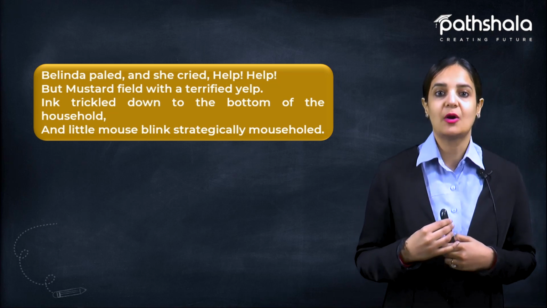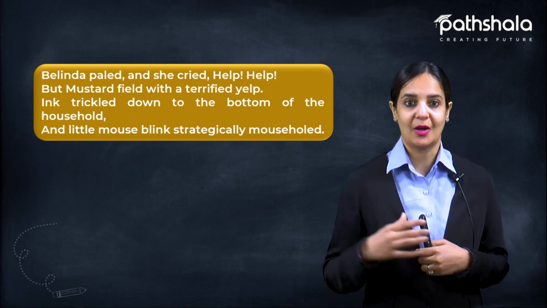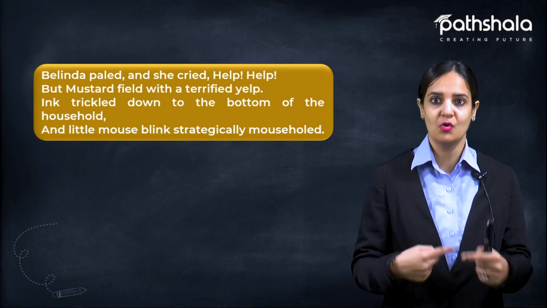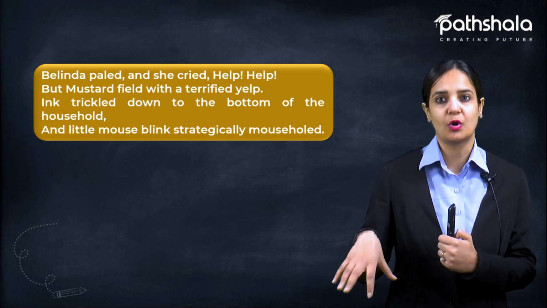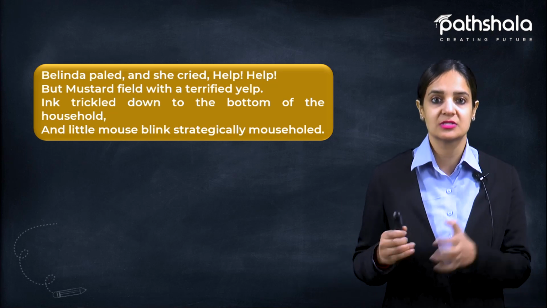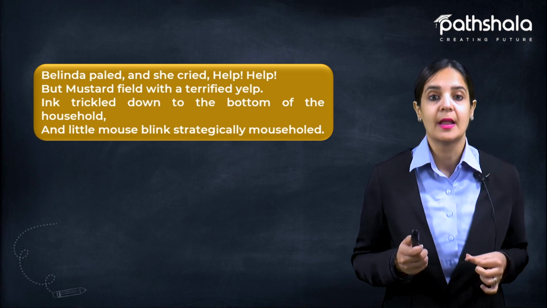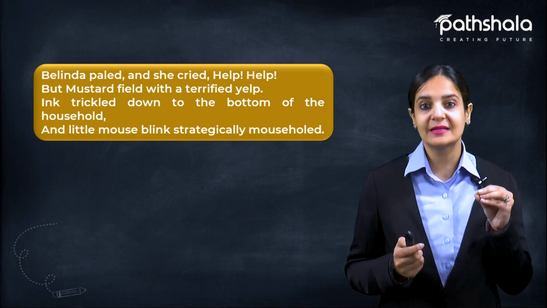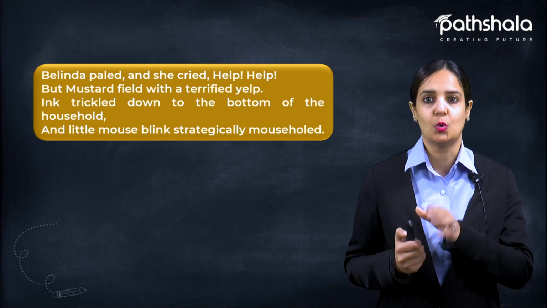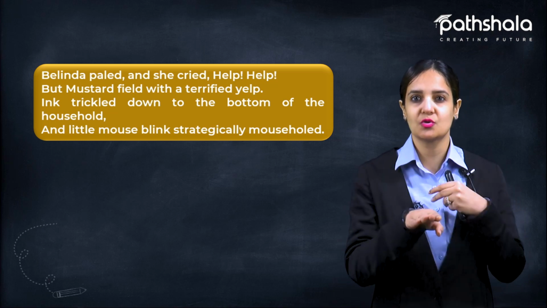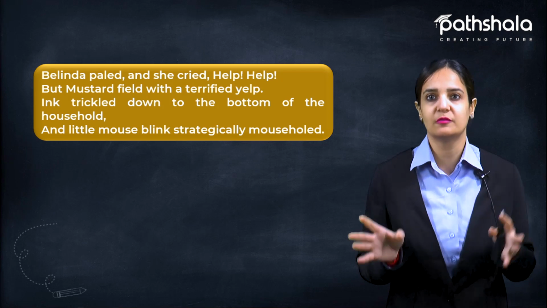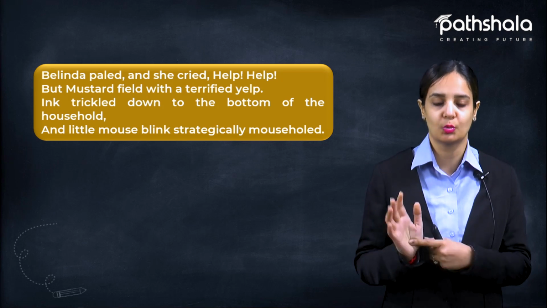Ink trickled down to the bottom of the household. Now Ink has quickly moved to the bottom of the household, where nobody could see, and hid himself there. And the little mouse Blink strategically went into his mouse hole, where nobody could find and nobody could harm him.